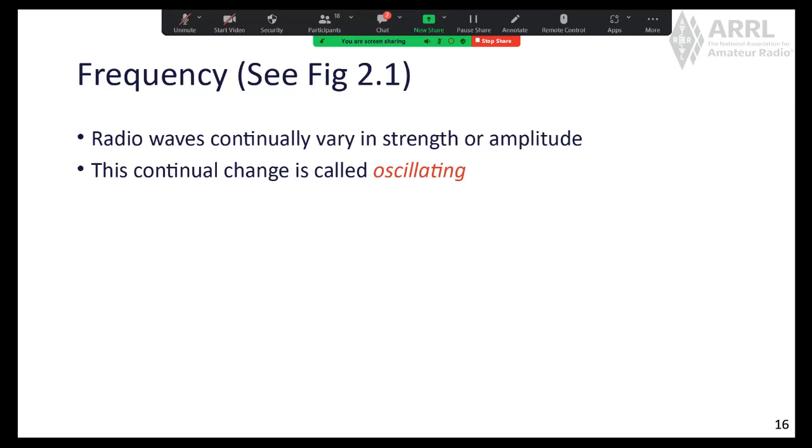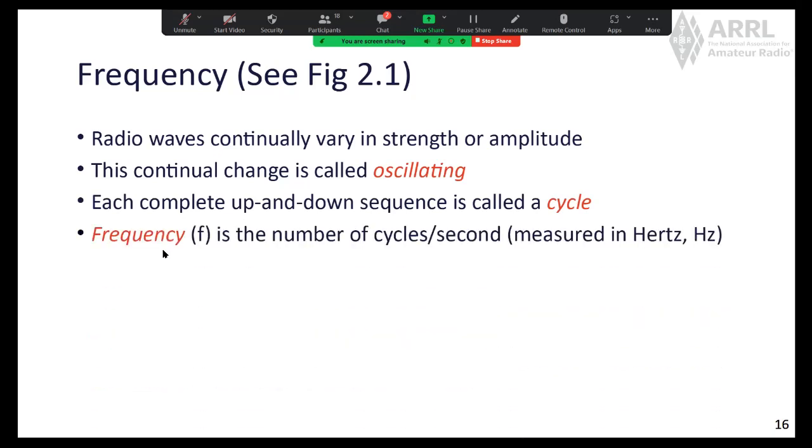All right, radio waves continually vary in strength or amplitude. This continual change is called oscillating. Each complete up and down sequence is called a cycle. Frequency is the number of cycles per second measured in hertz, which was named after a German scientist, Heinrich Hertz. The period of the cycle, T, is its duration.